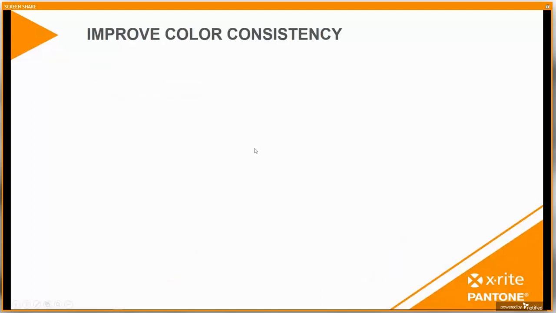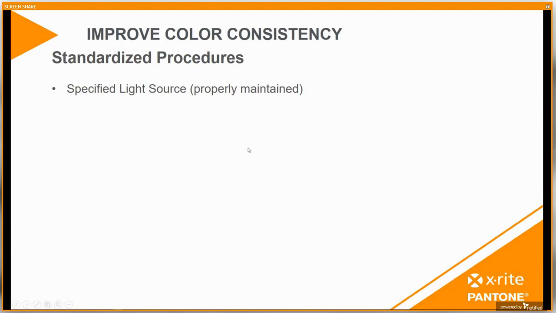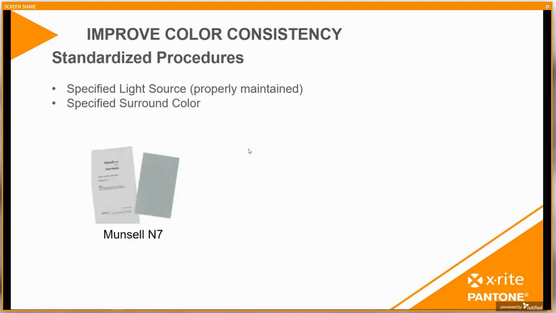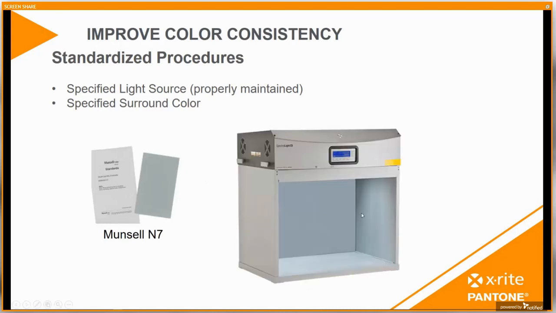Okay, so then we're going to talk about standardized procedures, which is going to get us to talk a bit about the object. So first thing is you need to specify light source properly maintained, as we've already talked about. Secondly, you need a specified surround color, which is Munsell N7. That's the color the inside of this booth is painted, okay? Now, why is the color important?